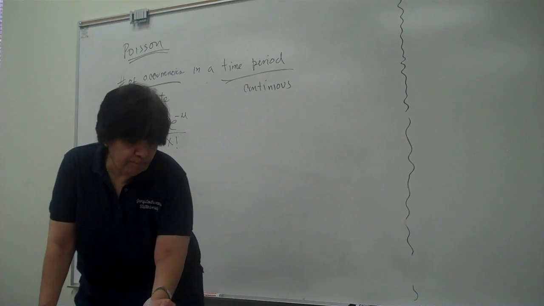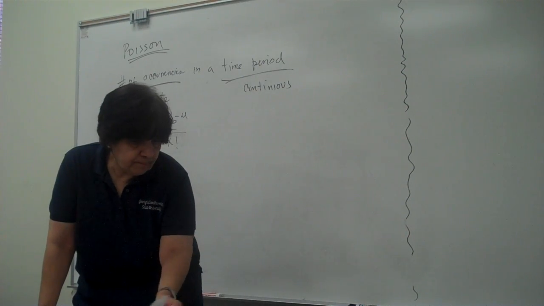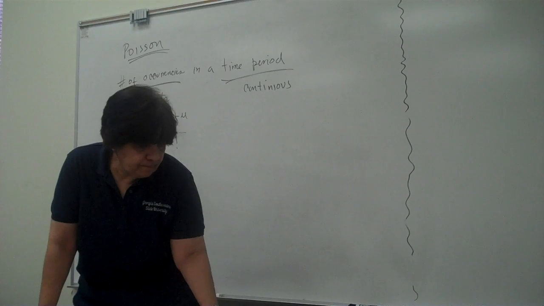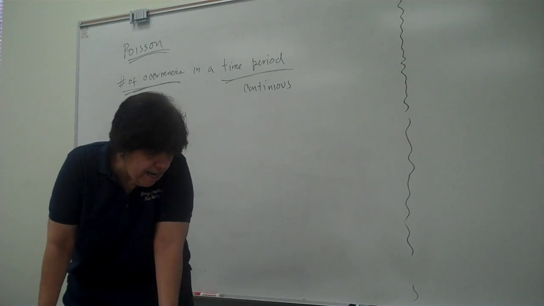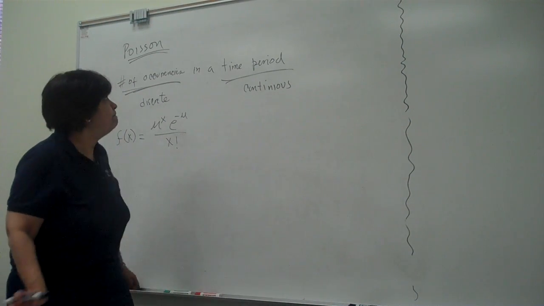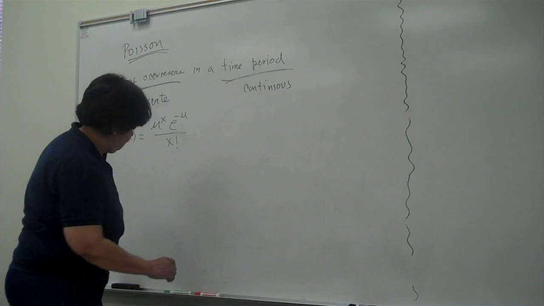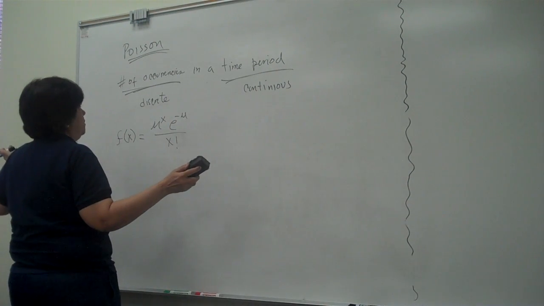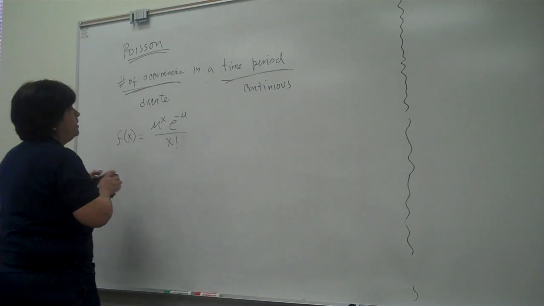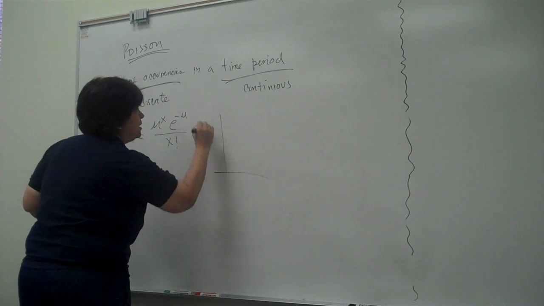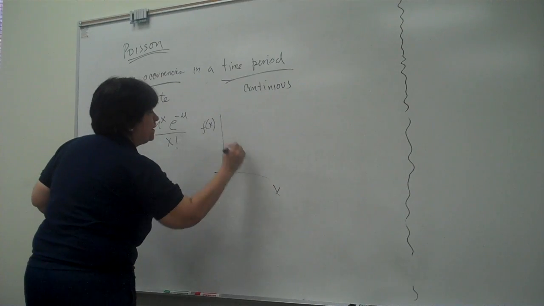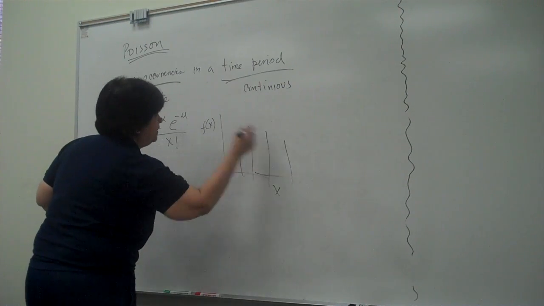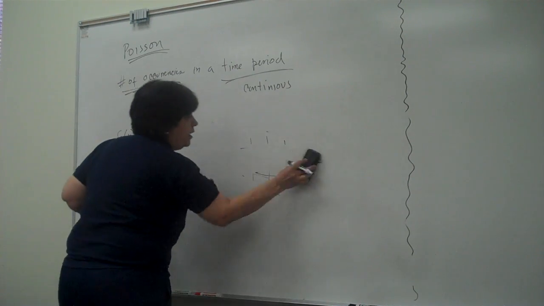Let's do problem 38. That's everything about the Poisson distribution. This is my f of x. Remember, this is f of x, this is x, and these are the values.